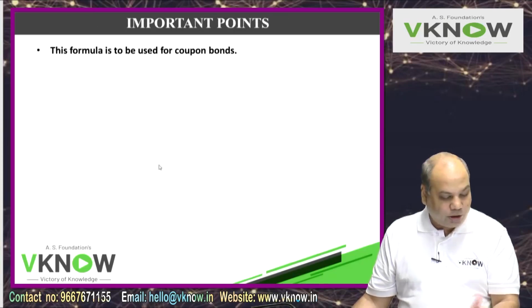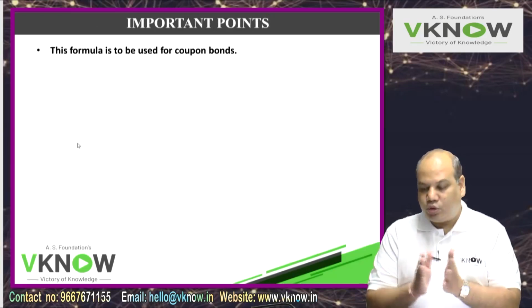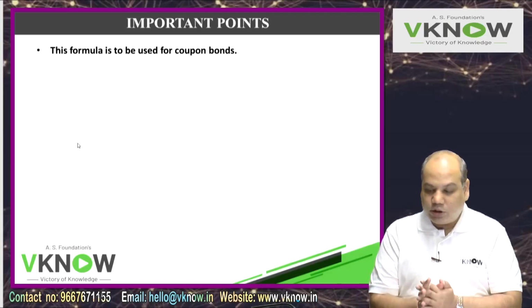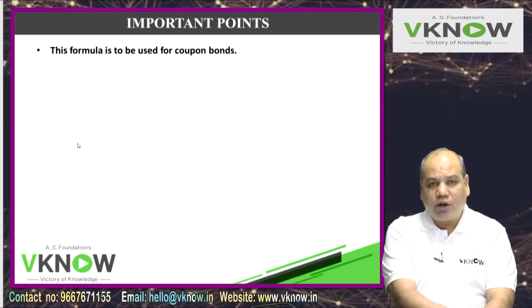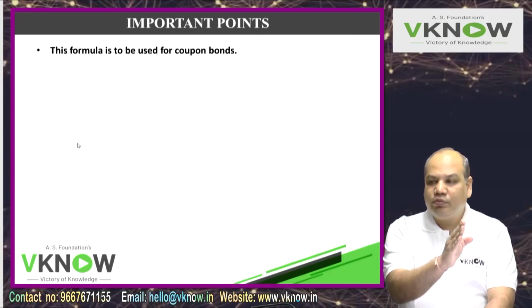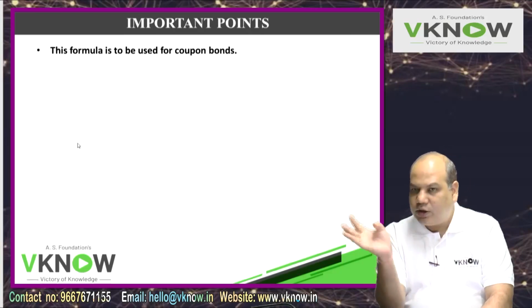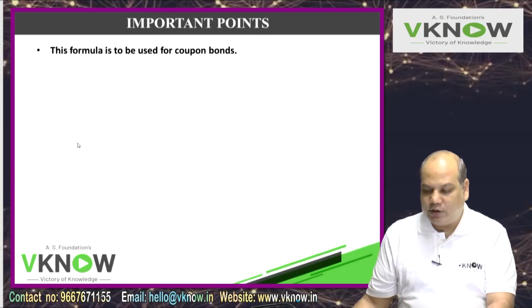Now some important points, write down on the right hand side, in your book or notebook. First point, I have told you: this formula is to be used only for coupon bonds. That means either a semi-annual bond or an annual bond is okay, but not for those bonds where you don't get a coupon every year and then redemption only on maturity. In other cases, other methods will be used to find out the YTM.